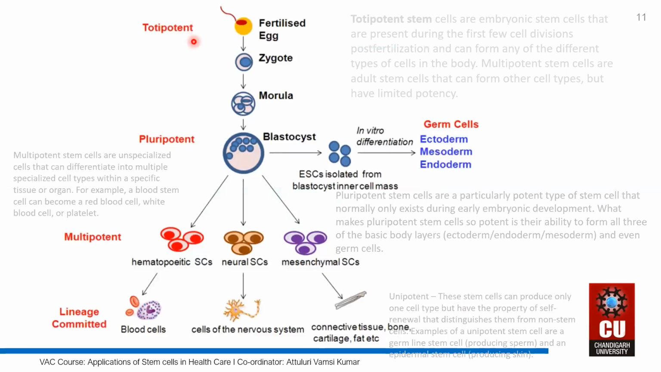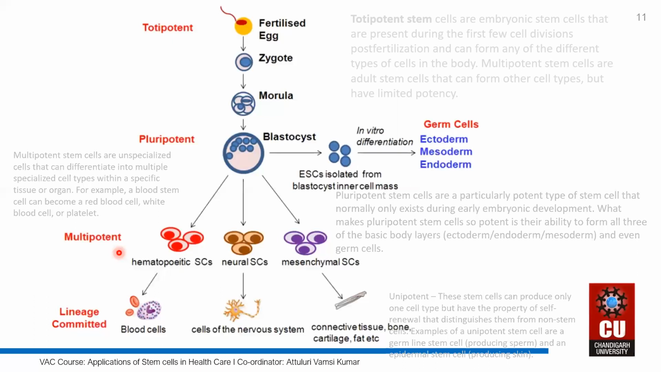Totipotent stem cells are the sperm and ovum. Pluripotent stem cells are those that can make an embryo; they can differentiate into ecto, meso, and endo. Then multipotent stem cells have a single lineage. A hematopoietic multipotent stem cell can be converted into blood cells. Neural stem cells will convert into all types of neural cells. So they are called multipotent.